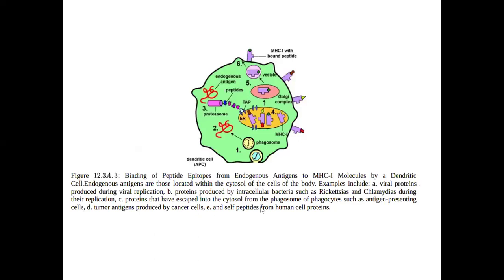Okay, you can see the process of antigen processing and binding of peptide epitopes from endogenous antigen to MHC1 molecules by dendritic cells: endogenous antigens are those located within the cytosol of the cell.